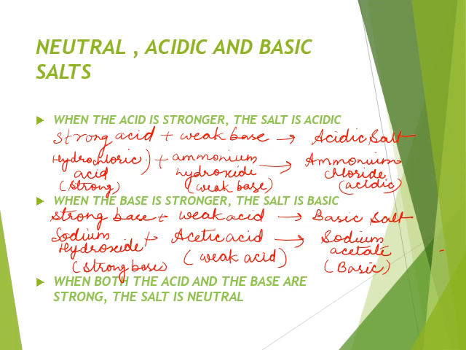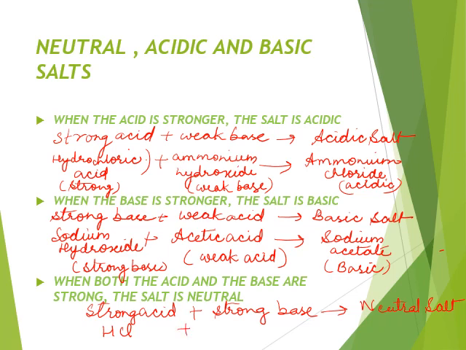Now the third category is when both acid and base are strong, meaning strong acid plus strong base. They will form a neutral salt. For example, a strong acid like HCl reacts with a strong base like NaOH and forms a salt NaCl, which is neutral, and it is our common salt.